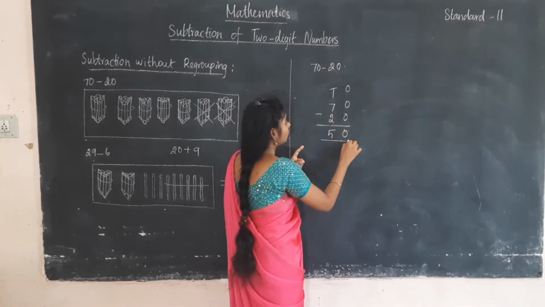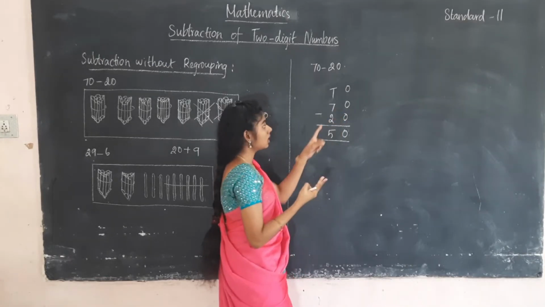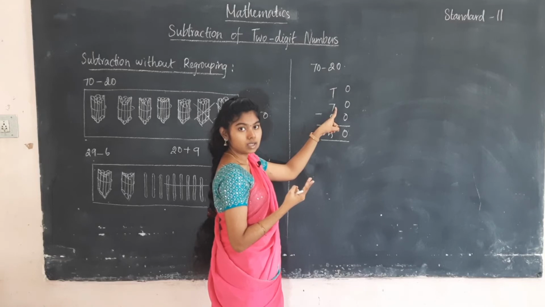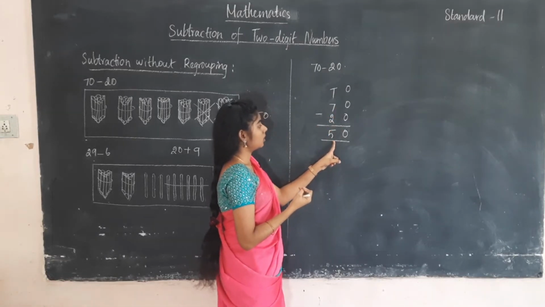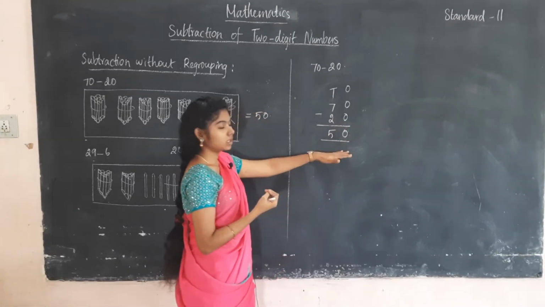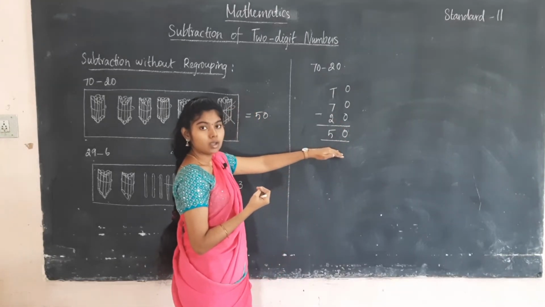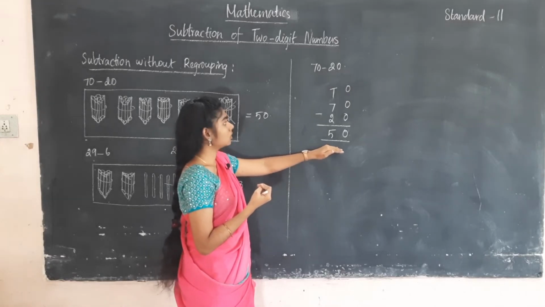What do we have to do? We have to take the first number in the mind and the next number in the fingers. Say the numbers before 7: 6, 5. So you write 5 in the tens place. Now you got the answer as 50. This is the way we are going to subtract the numbers. This is without regrouping. Regrouping means carrying over the number. Here we are doing it without regrouping.